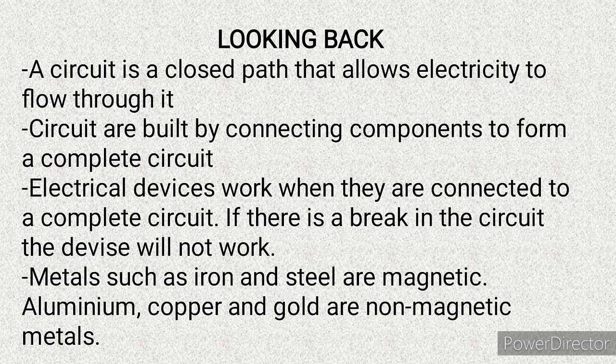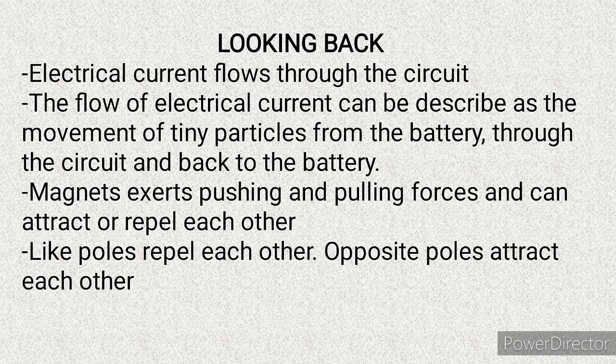We say electrical devices work when they are connected to a complete circuit, okay? And we say if there's a break in the circuit it will not work. We also say that metals such as iron and steel are what? Magnetic, while aluminum, copper, and gold are non-magnetic. That is, they are not attracted by magnets. We also say electrical current flows through the circuit, and then the flow of electrical current can be described as movement of tiny particles from the battery through the circuit and back to the battery. I would say it is what? A loop, alright? It's repeated until you put a break before it will stop.